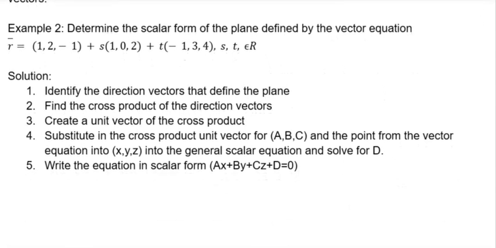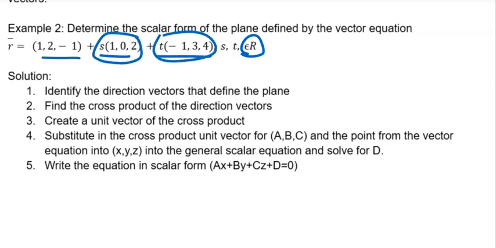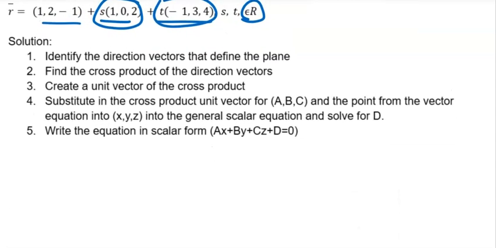So let's say we have this vector form of the plane, such that we start at this given point, 1, 2, negative 1. We go in this S direction, 1, 0, 2, and in this T direction, negative 1, 3, and 4. And we go in incremental steps that are real numbers. So this is what we're going to do. First, we're going to identify the direction vectors that define the plane. Well, we're given them in this case. We don't actually need to do anything more than that. Now we're going to find the cross product of these vectors.